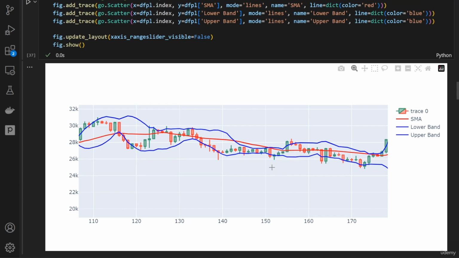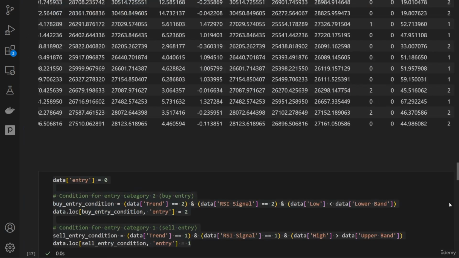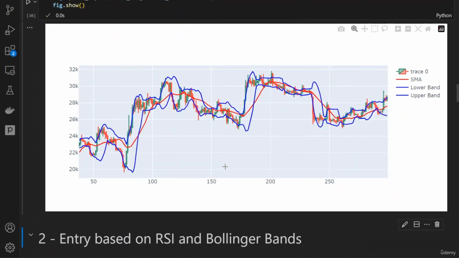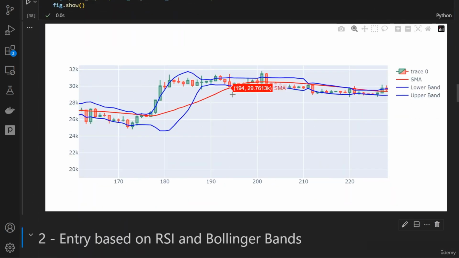152 is a bullish candle. It's a perfect signal. Then the price went immediately up, as you can see. We also have another one. So 194. 194 is a false signal, for example.